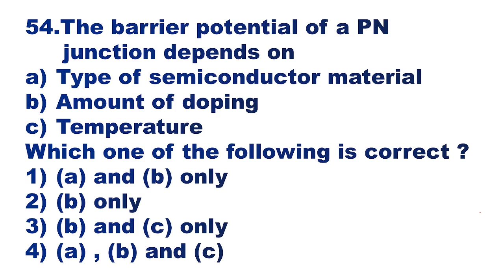Now the options for the answers are: the first option says that parameters A and B are correct. The second option says that it depends only on parameter B. The third option says that it depends on parameters B and C only. And the fourth option says that it depends on parameters A, B, and C.